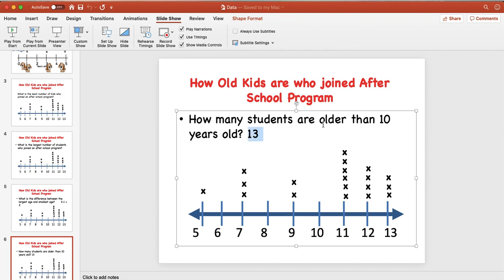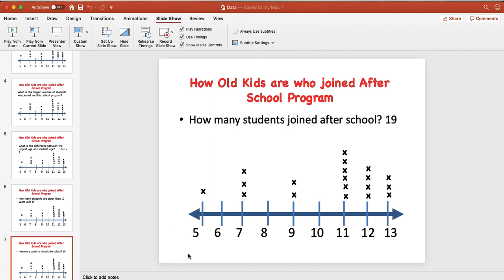So I'm looking for students who are bigger than 10. So remember, I'm going to look to the right, 11, 12, and 13. Those numbers are all bigger than 10. And all I did was I just counted the X's to get my total of 13, because the X's represent the students.